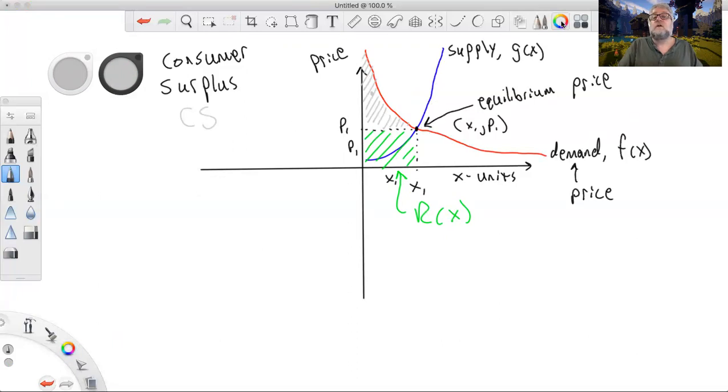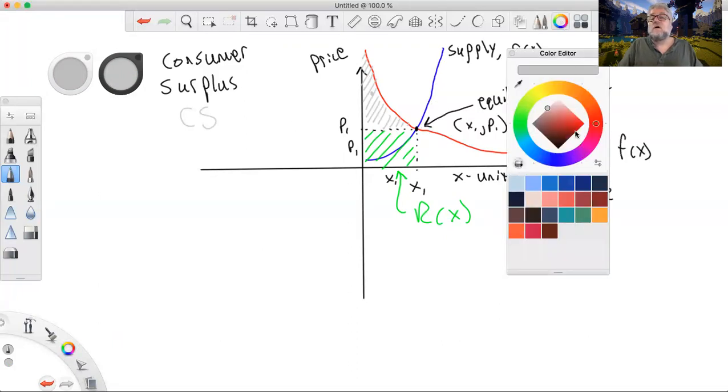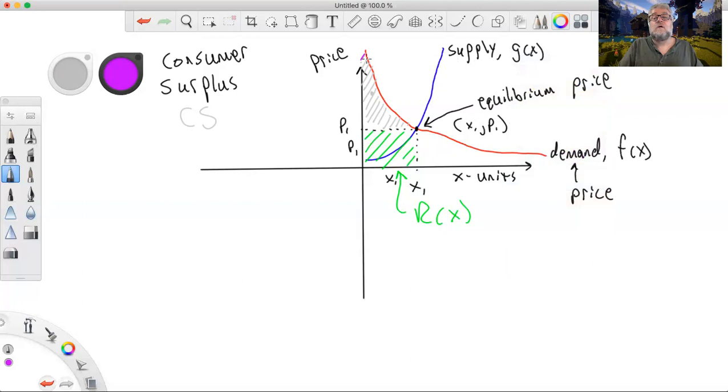Let's see, how do I get another color? Let's do a purple. Okay. We'll make this purple. And this is consumer surplus. So the consumer surplus is this shaded area. It's the area underneath the demand curve, but above this rectangle. And this is what's considered the consumer surplus.